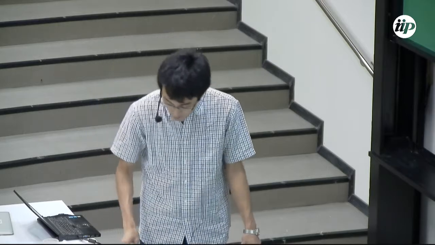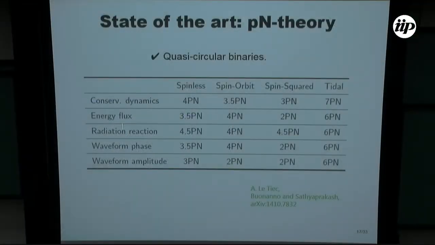Okay, I won't get into any further detail in this talk, but let's summarize what we can do in the post-Newtonian theory. Here, this column shows what we can compute using the post-Newtonian theory, and how high an order we can compute. For example, the conservative dynamics here is basically the binding energy. The binding energy can be computed up to 4 pn if the binary doesn't have spin. And if it has spin, spin-orbit, where one of them has a spin or both of them have a spin, it can be computed to 3.5 pn.